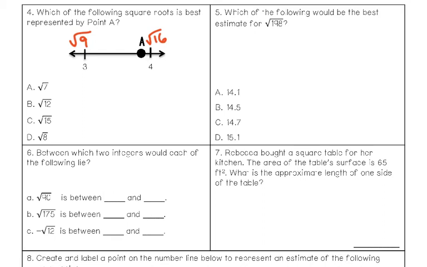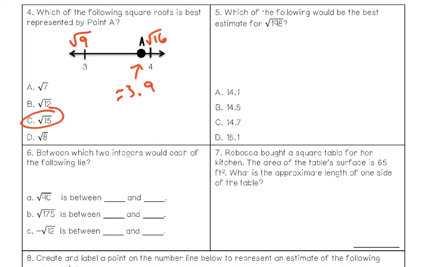Now I'm going to look at point A. Point A is close to 16. So I'm going to look at all of these multiple choice options and look for the one that is closest to the square root of 16. That would be C. So the square root of 15 is about 3.9. So number 5 is just a little bit harder.